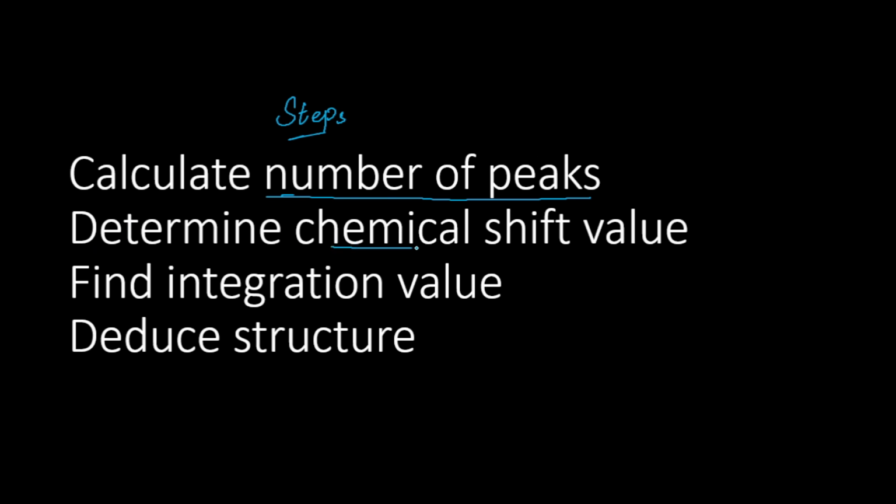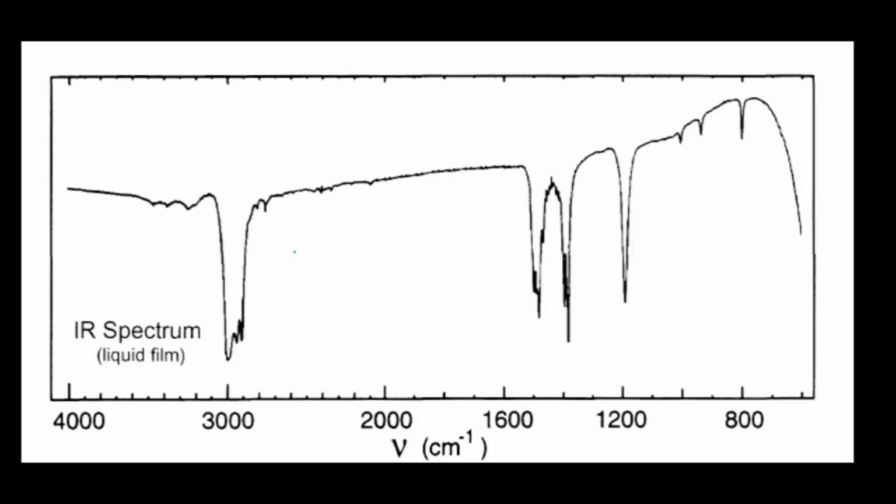Determine the chemical shift value. The chemical shift value gives a rough estimation of which type of functional group is present near the protons or the carbon atoms, and the integration value will tell us how many protons or carbons are present in one peak area. After this, we will combine all this information and elucidate our structure.